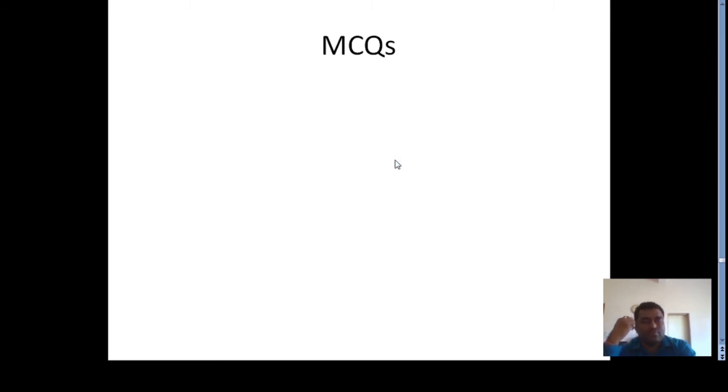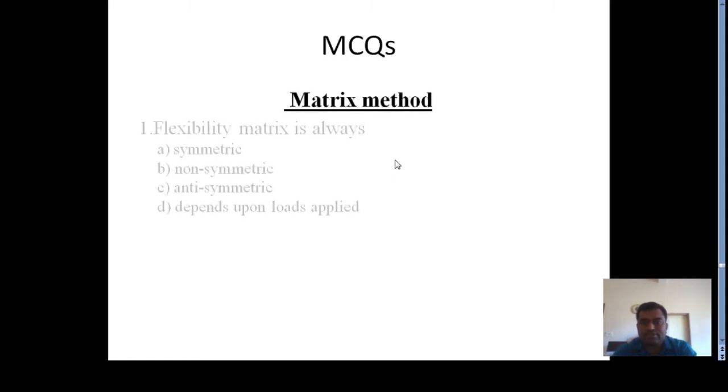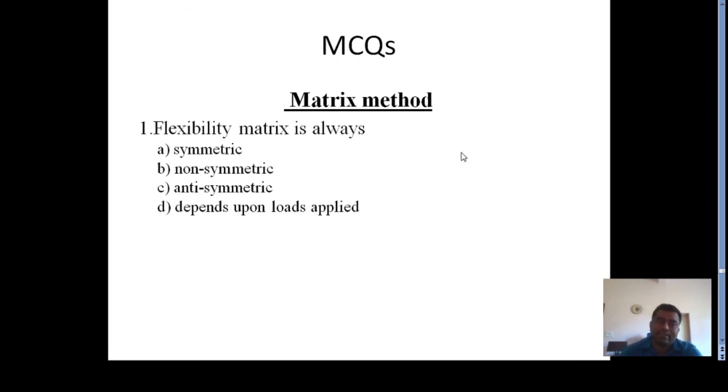Multiple choice questions for this session, that is in matrix method. First question is, the flexibility matrix is always, option A is symmetric, B is non-symmetric, C is anti-symmetric, D is depending upon the load applied.